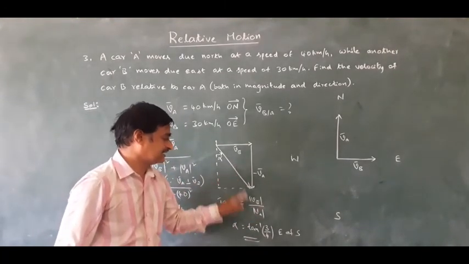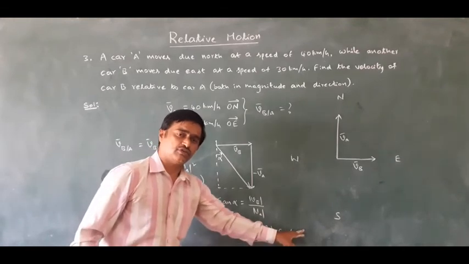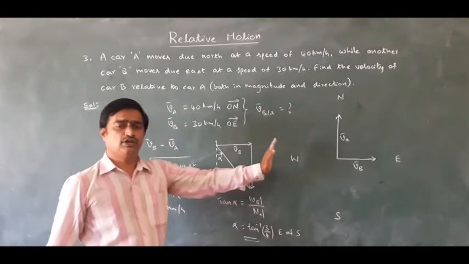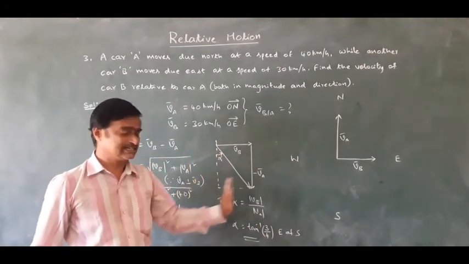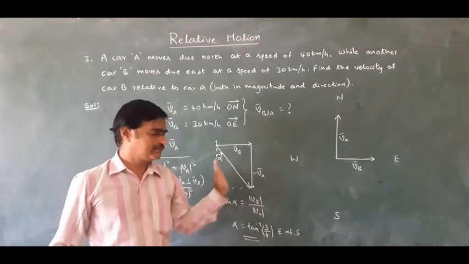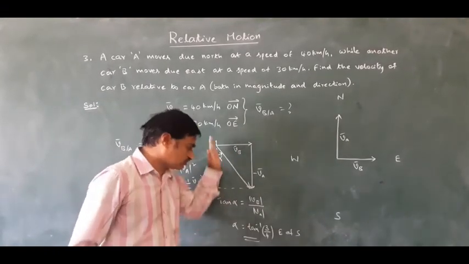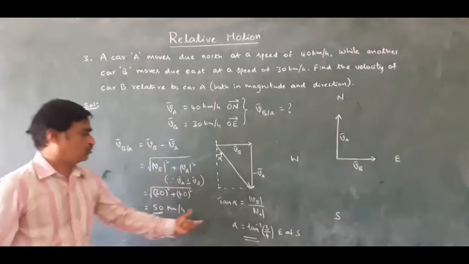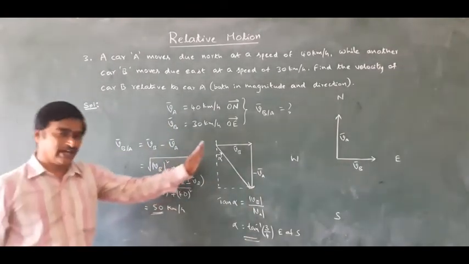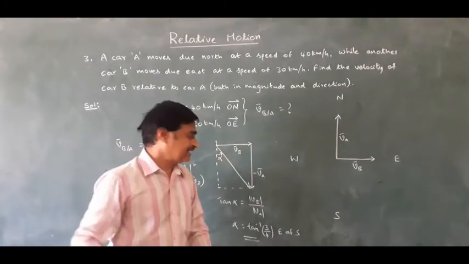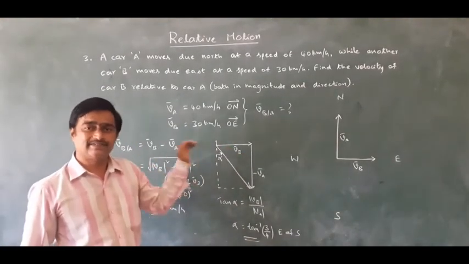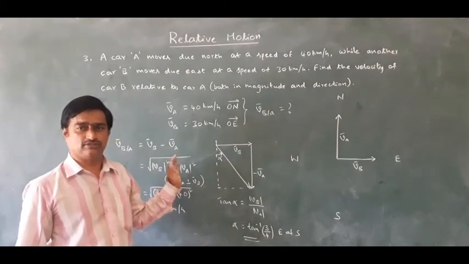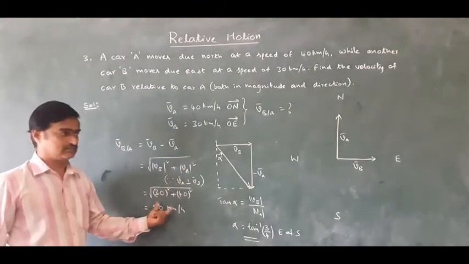The direction is east of south. From south it is going to east direction. The direction is towards east from south, or east of south, from south towards east. This is how we have to solve this problem. We have to have an idea regarding the diagram as well as the magnitudes, and their simplifications.